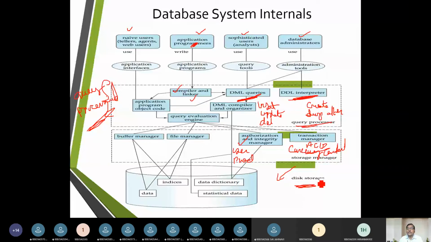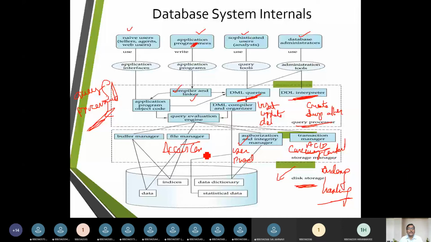It creates indexing, and it works with this storage manager. Here we can see a file manager. It has some access control mechanism, setting up privileges towards databases. We do have some statistics over the data, and we have this data dictionary, which acts as metadata for a database.